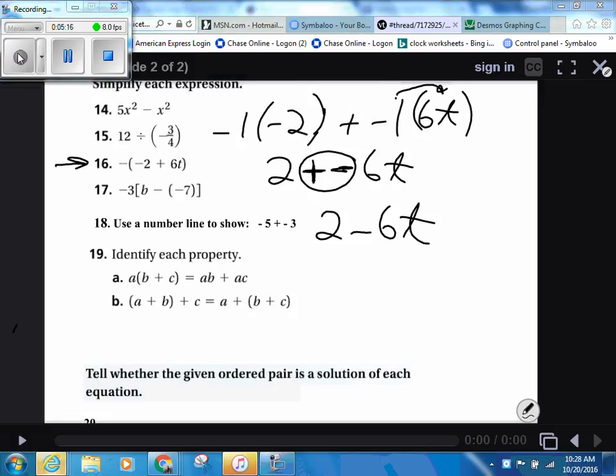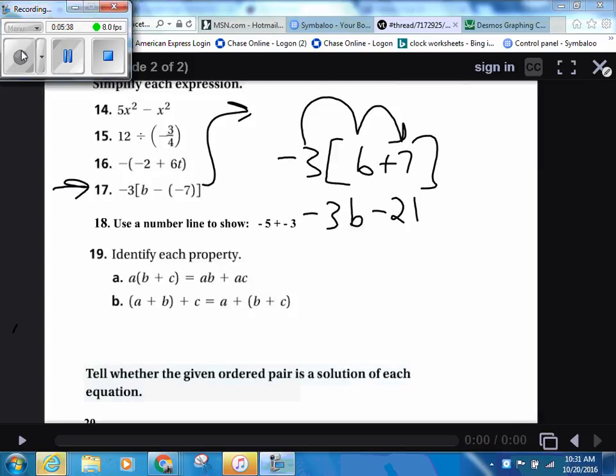Number 16, when you're looking at this problem, this negative is actually a -1. Then you're going to distribute to each number, so you can write it like that. When you have a positive and a negative, your answer is going to be negative. So it's 2 minus 6t. All right, number 17. Make sure that you distribute the -3 inside the brackets. You get -3b minus 21.